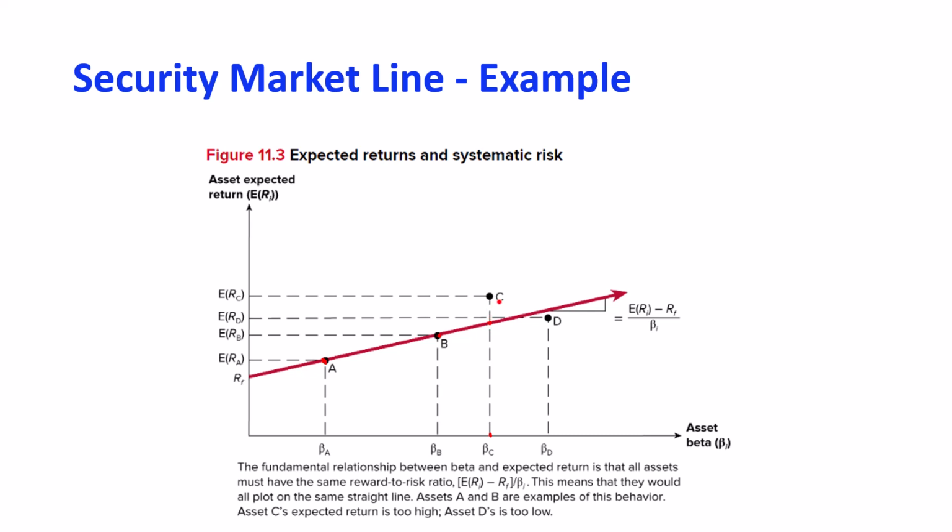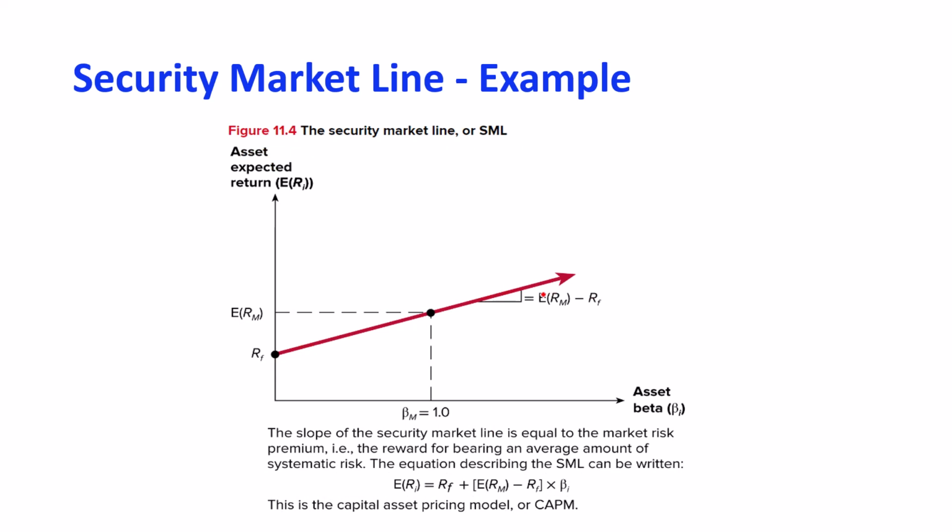So what happens is that everybody is going to buy C, which drives the price of C up and the return down, so the expected return of C will converge to this line, the security market line. For D, the opposite is true. For a given level of systematic risk, the expected return of D is less than what the security market line suggests. So everybody's going to sell it, which drives the price down and increases the rate of return. So this will go back to the security market line. Overall, we call this line the security market line.